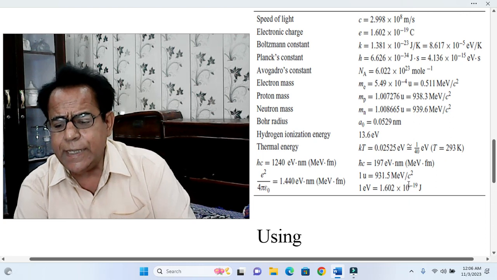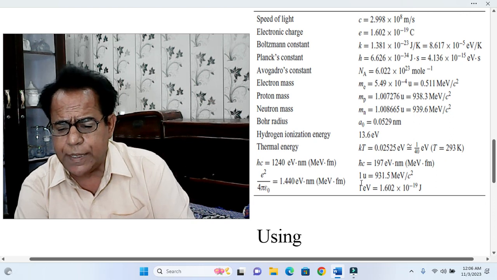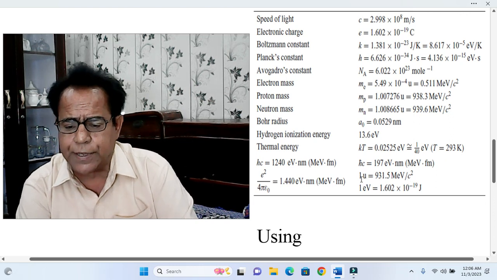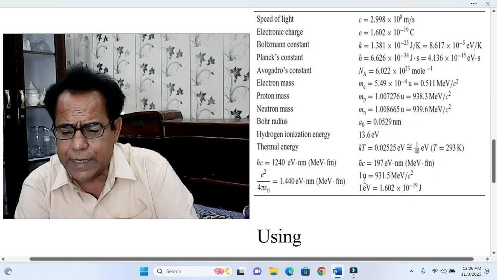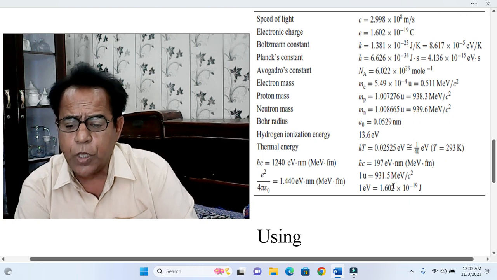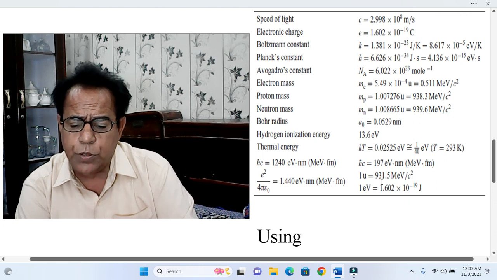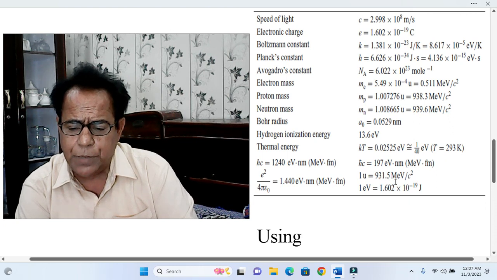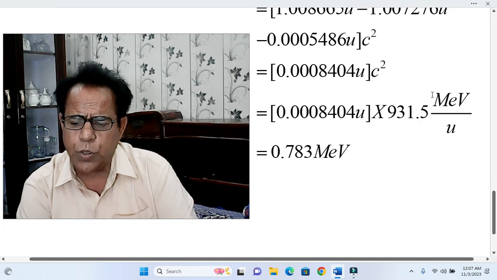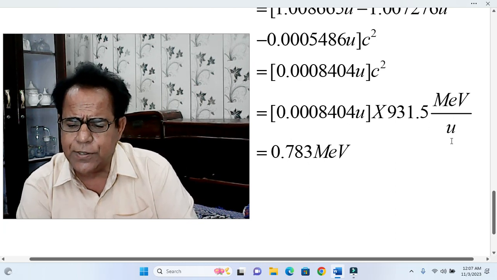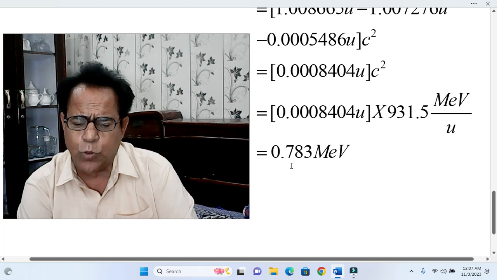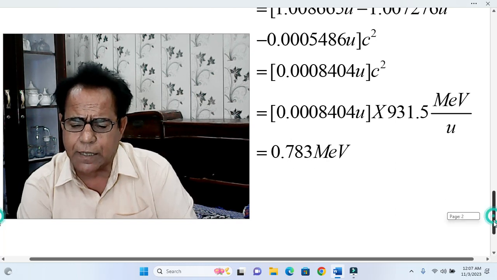Here c squared will be shifted to the other side of the equality into the numerator, while this one u will be shifted to the other side and take the place of c squared, that is, it will be shifted to the denominator. So c squared will become equal to 931.5 million electron volts over u. We have made this arrangement. This u will be cancelled with this u and our result will become 0.783 million electron volts.